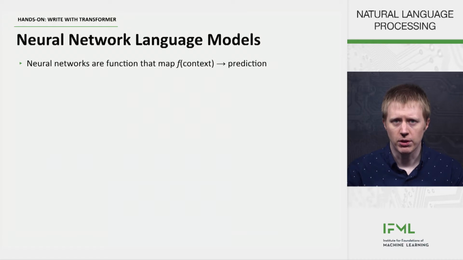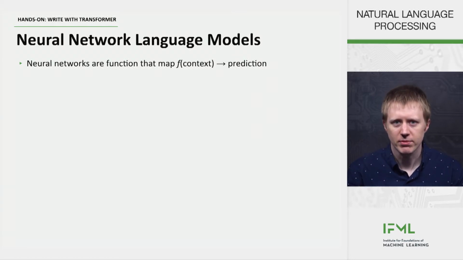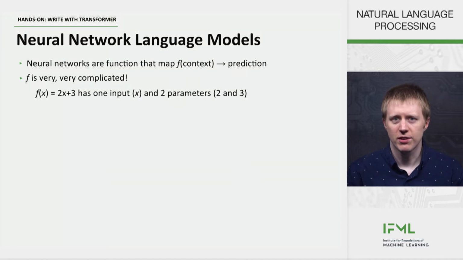A neural network is a function that maps from the context to a prediction or a distribution over possible next words. This is exactly the same type of thing that we've seen with n-gram language models, but the nature of this function is very different. In neural networks, this function is very, very complicated.